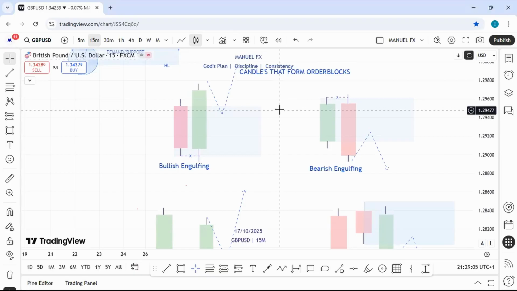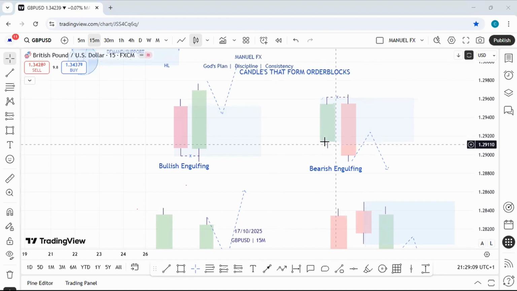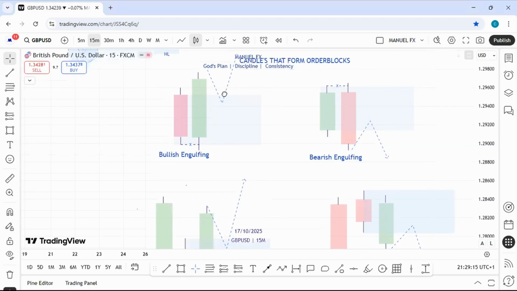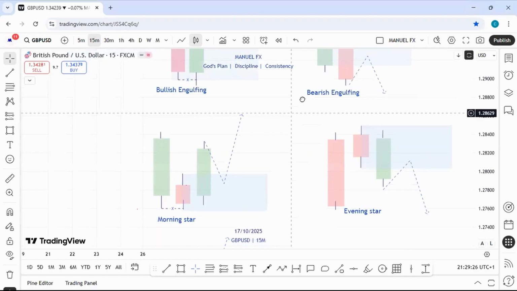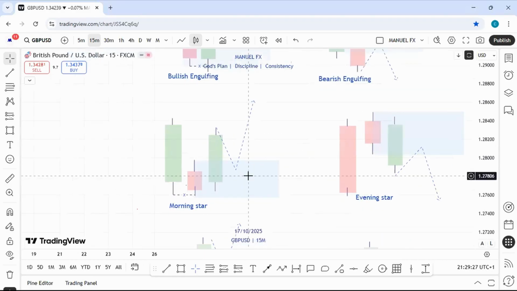I just want to see one candle engulf the other candle, and then this becomes my POI. Moving on to the next one, that's the morning and the evening star.